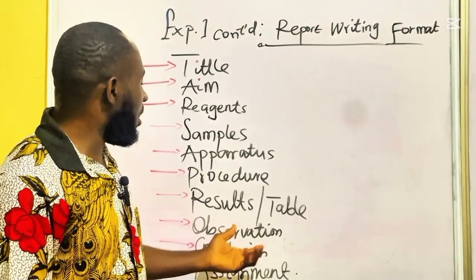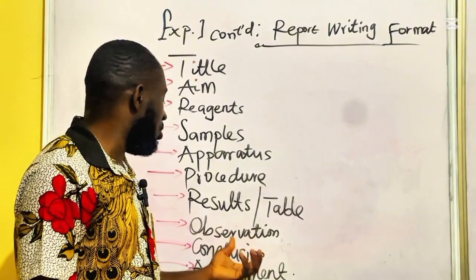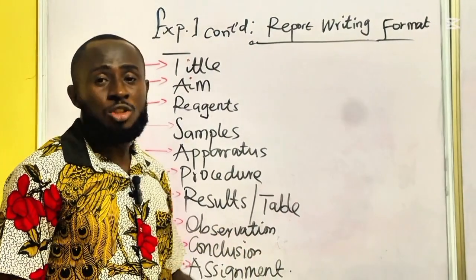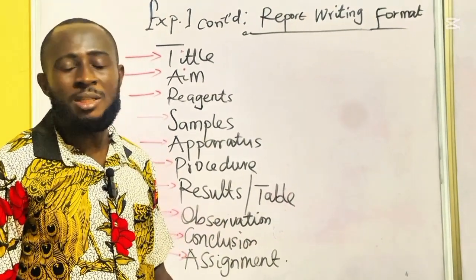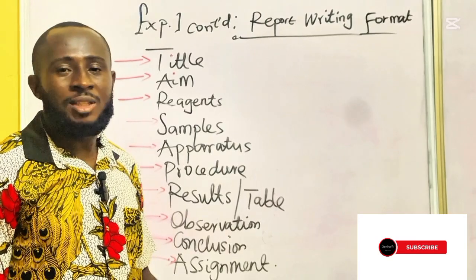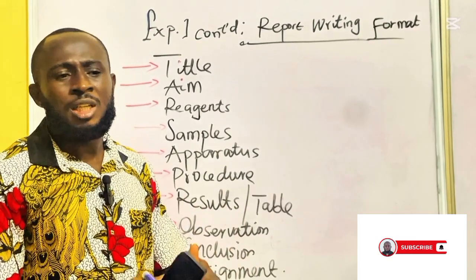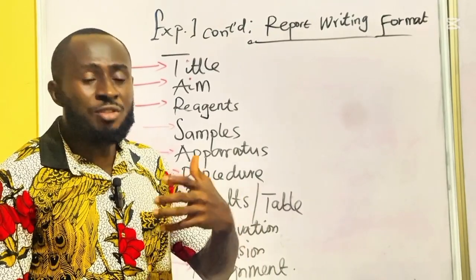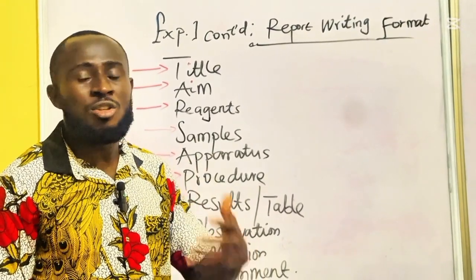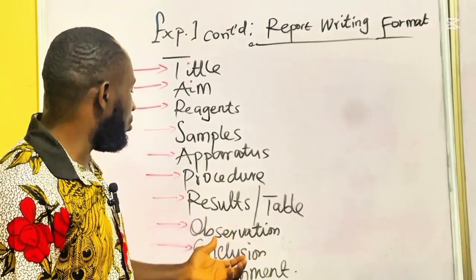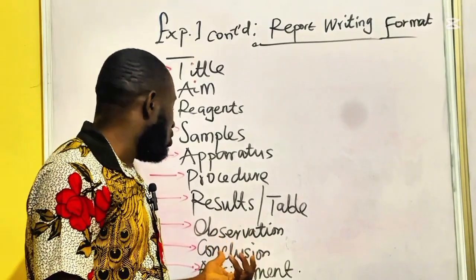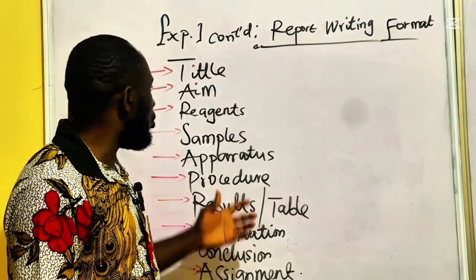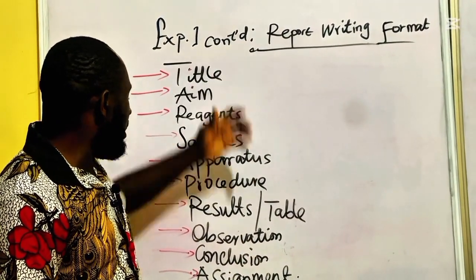Then after writing your result or presenting your table, move down to observation. What did you observe while carrying out the experiment? The things you observe, either the temperature change, precipitates, or whatsoever you observe while carrying out the experiment, you state it in the observation column. Then conclusion points back to your aim. Right, they are linked together.